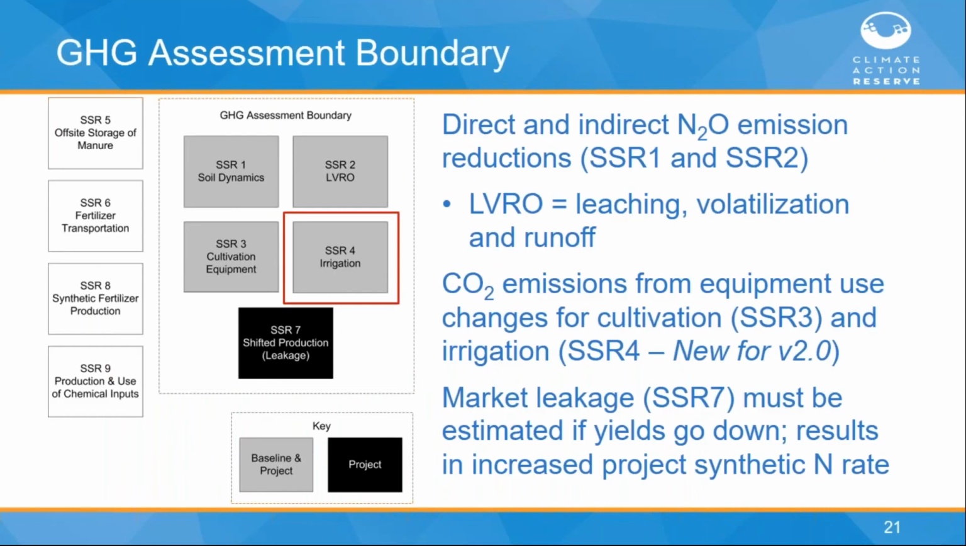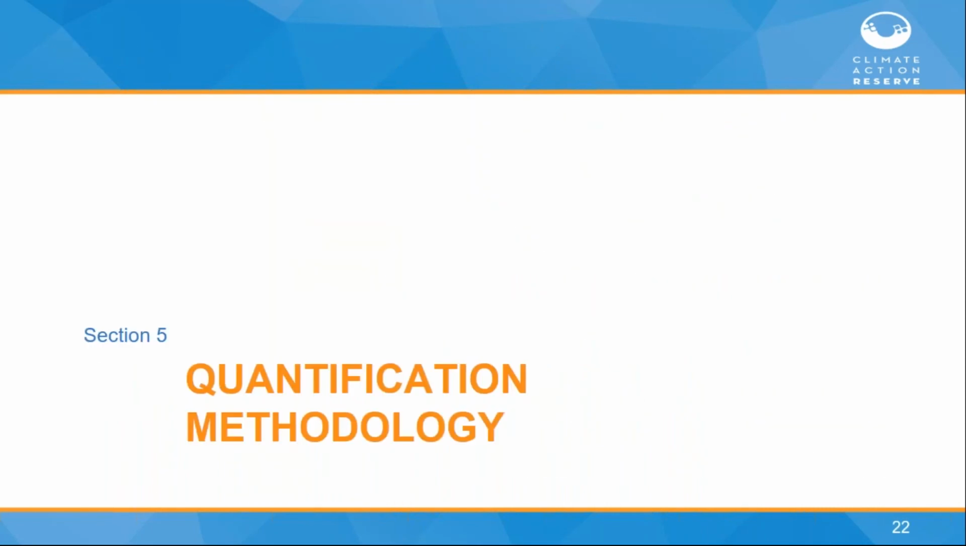I'm quickly going to dive into the quantification aspects. So we show here on the slide our greenhouse gas assessment boundary. There are 5 different SSRs, sinks, sources, and reservoirs included in version 2.0. The irrigation SSR4 is the only new one added to the mix, and that's because the quantification approach can now incorporate whether the lands were irrigated or not. Previously projects could only be implemented on non-irrigated lands.